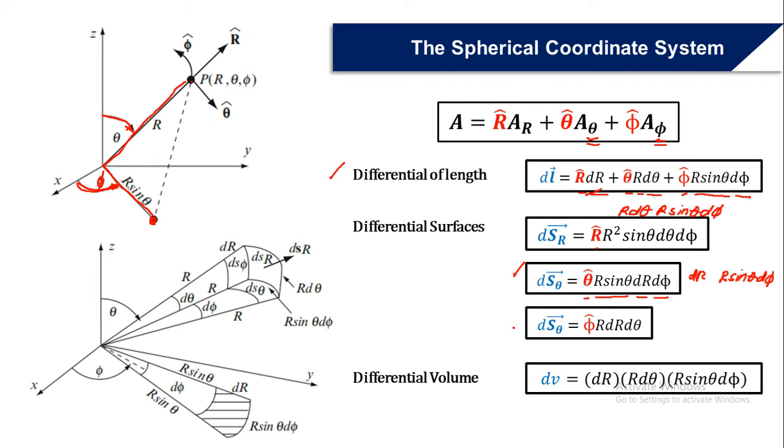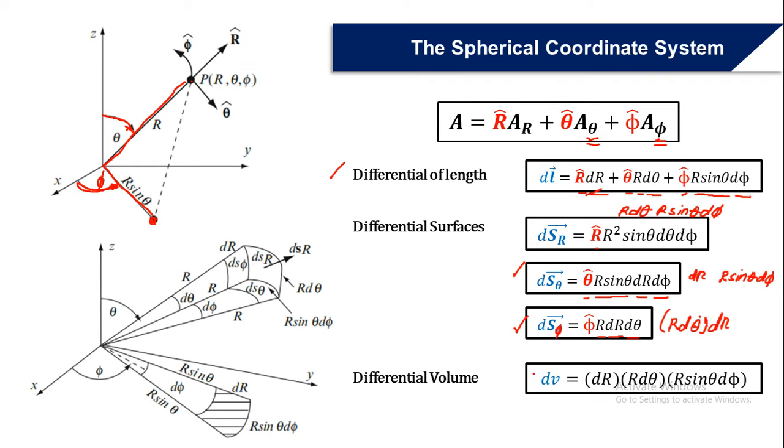Sa differential surface in the direction of theta, or the phi actually, sorry, phi yan, no? It is equal to phi hat r dr times d theta. So, ito naman, pinagsamang dr tsaka rd theta. So, rd theta times dr. Yan. So, pangit ng sulat ko.